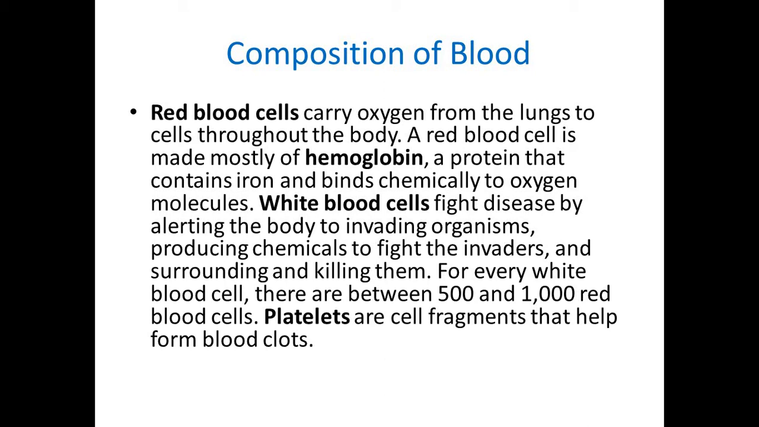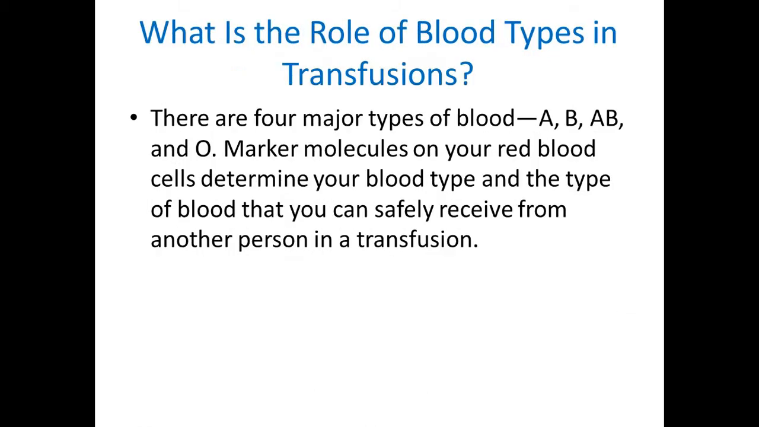Here, white blood cells combined with red blood cells are a little bit bigger. We can find only one white blood cell among 500 to 1000 red blood cells. Finally, platelets help to form blood clots by producing a protein. We called it fibrin. We called it fibrin that weaves on it and blocks the wound.